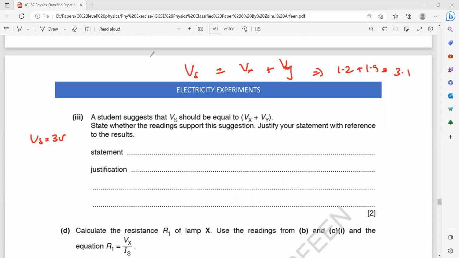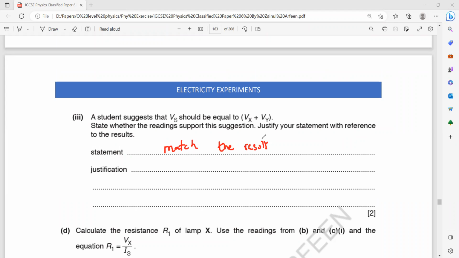So we can say yes here, and the reason is that you can compare the percentage difference. When you measure the percentage difference, it will come out less than 10%. So we will say the statement matches the results. Or you can also say the statement is true or correct, and for justification you mention, with reference to the values, Vs is 3, where Vx plus Vy, when you add them, 1.2 plus 1.9, is equal to 3.1. So you can say 3 is approximately equal to 3.1.